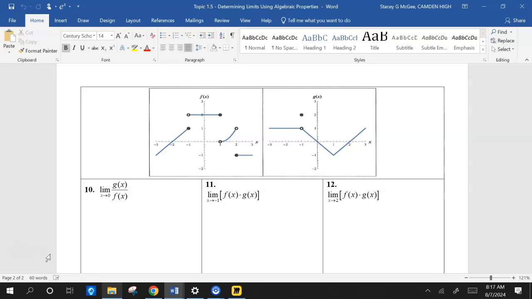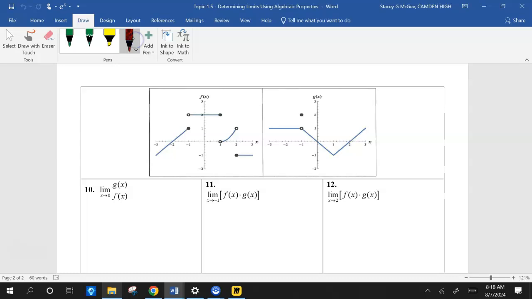All right, look at 10. The limit as x approaches 0 of g of x over f of x. g of x here would be 0. So I've got 0 over, and then the limit as x approaches 0 of f of x would be 2. So this limit is 0 as long as the denominator is not 0.